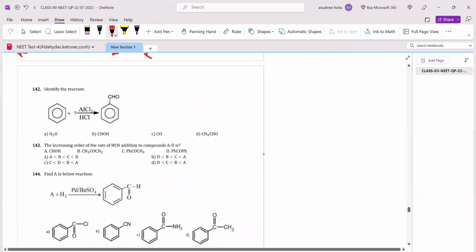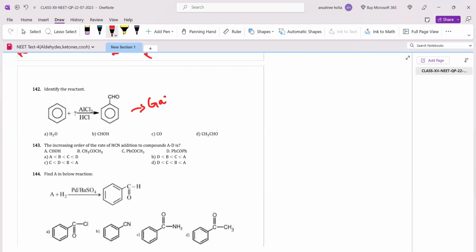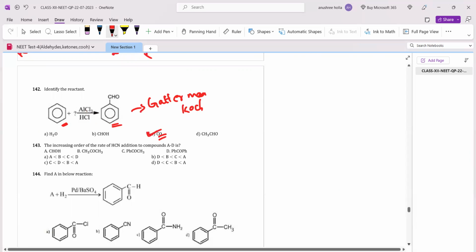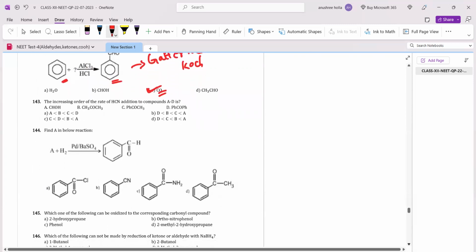Okay, identify the reactant. Look, this is such an easy question, right? This is our Gattermann-Koch reaction. We have taken benzene, and you're converting benzene to benzaldehyde, right? You have taken aluminum chloride and HCl, and the other reagent should be carbon monoxide. So it should be option C. Direct reaction, named reaction.